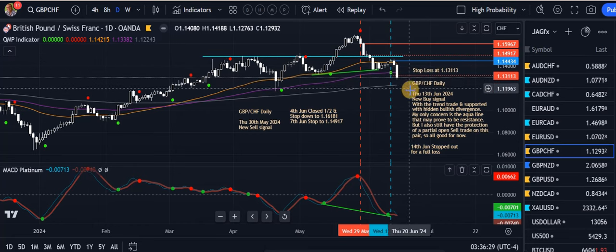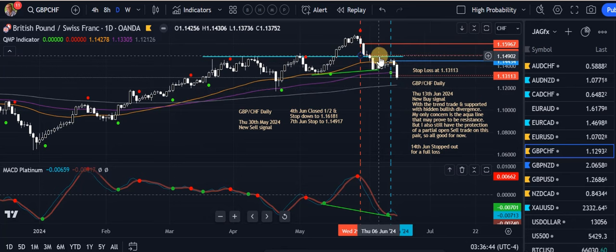In the meantime, took this buy on the 13th of June. So a couple of days ago, for Thursday. Took the buy. Only lasted 2 days. Bang, stopped out. So last night, 14th of June, yesterday, stopped out for a full loss. The good thing is I'm still in the sell, so it's not the end of the world. It just annoys me getting stopped out.